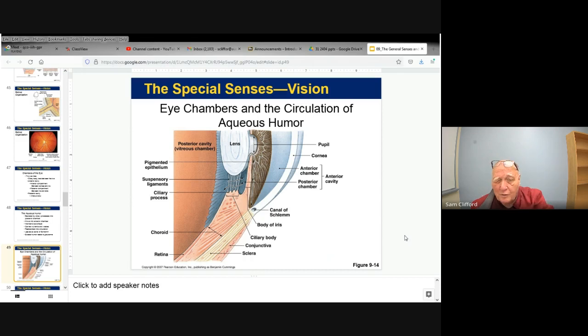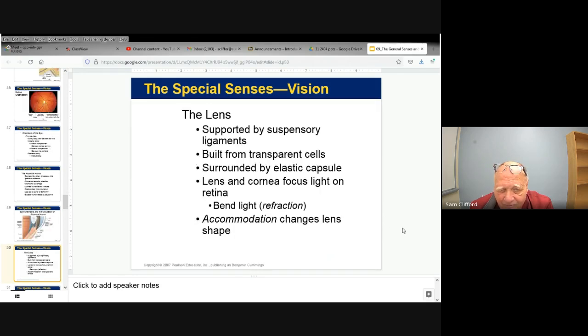So if we look at another pictorial representation, here's the anterior chamber, here's the posterior chamber, here's the suspensory ligaments connected to the ciliary processes right here, and then the ciliary body, and then the ciliary muscles behind it. So here's the posterior chamber where the vitreous humor is. So here's the pupil, and here's the iris. Okay, the lens is attached to the suspensory ligament. It's built from transparent cells.